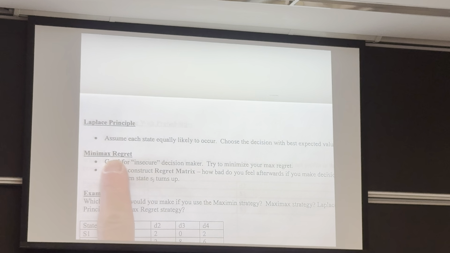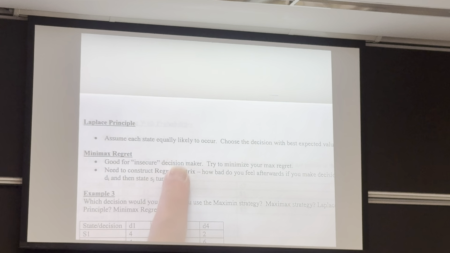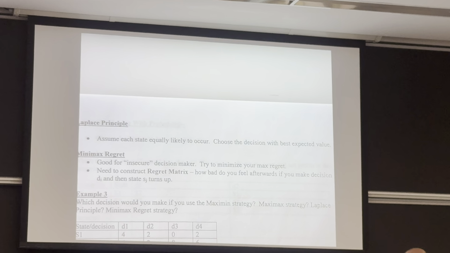Finally, we have a minimax regret here. This is good for the so-called insecure decision maker, and so you would basically try to minimize your maximum regret. So what do we mean by minimize your maximum regret? What does it mean to regret?